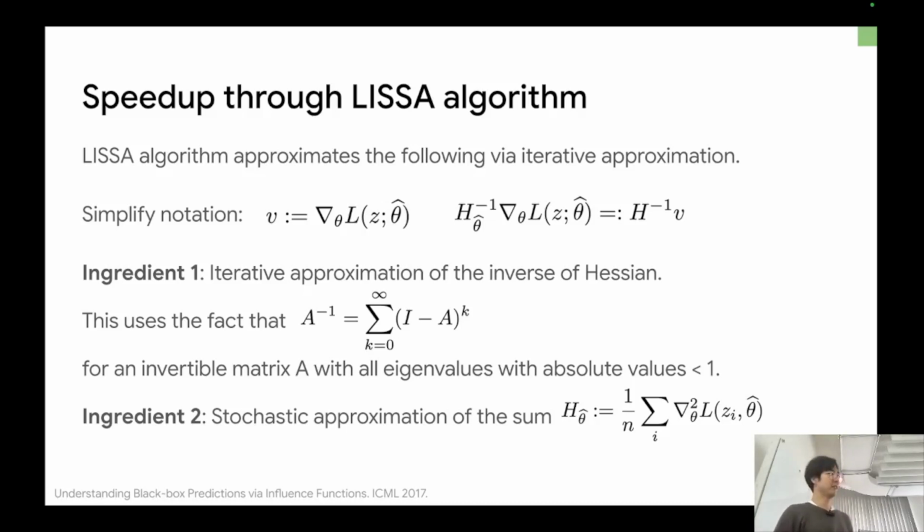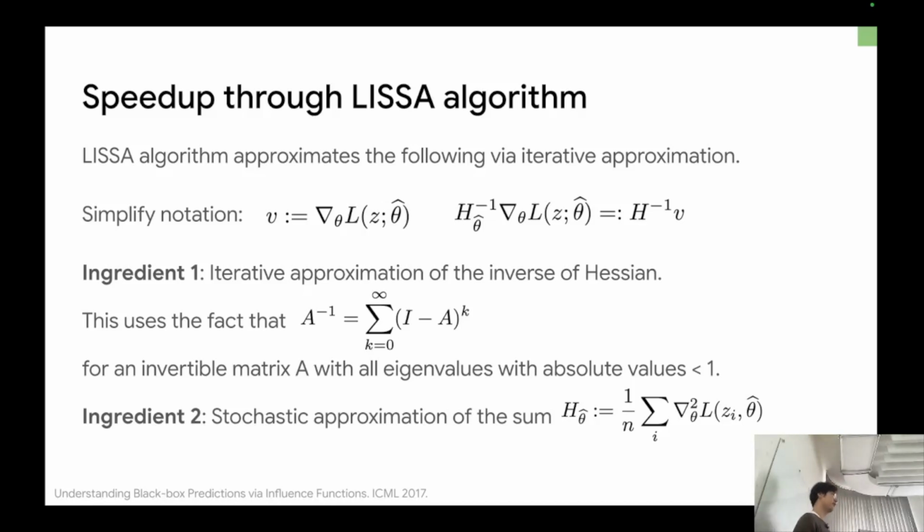I'm going to simplify the notation a bit. I'm going to write V for this parameter gradient, and I'm going to write just H for the Hessian instead of also writing theta hat, since it's always going to be theta hat anyway. So I write this Hessian inverse times vector product as H inverse times V. Okay, so now how do we compute this more efficiently?